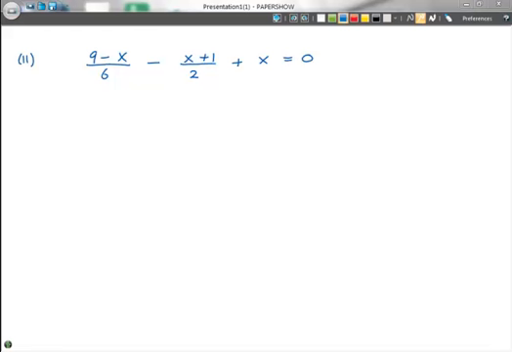Now the layout of this, again, if you have a look at it, move things around to make them look the way you're used to dealing with. The fact that there are 3 terms on the left hand side, there is a way to deal with it, but it's not how we have learned how to do it. So what we're going to do is change the way this looks. We're going to say 9 minus x over 6, x plus 1 over 2 is equal to minus x. So I've got 2 terms on the left hand side and 1 on the right, and that's what we're used to seeing. So I'm going to simplify it.